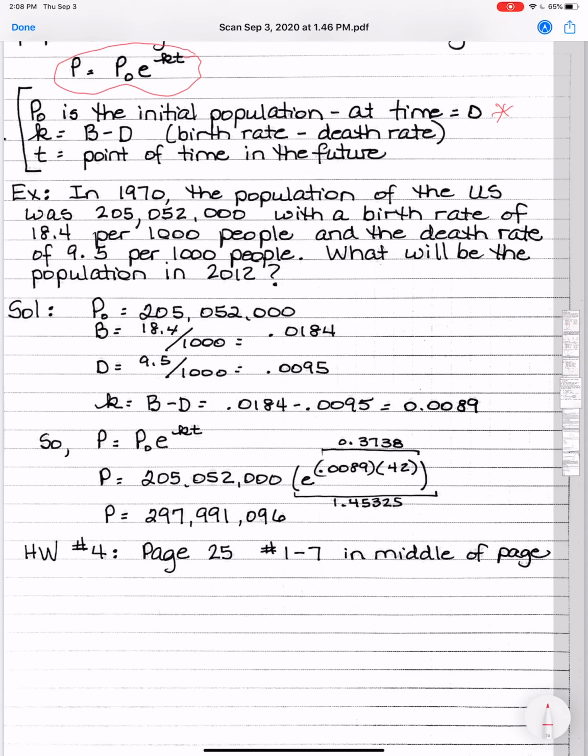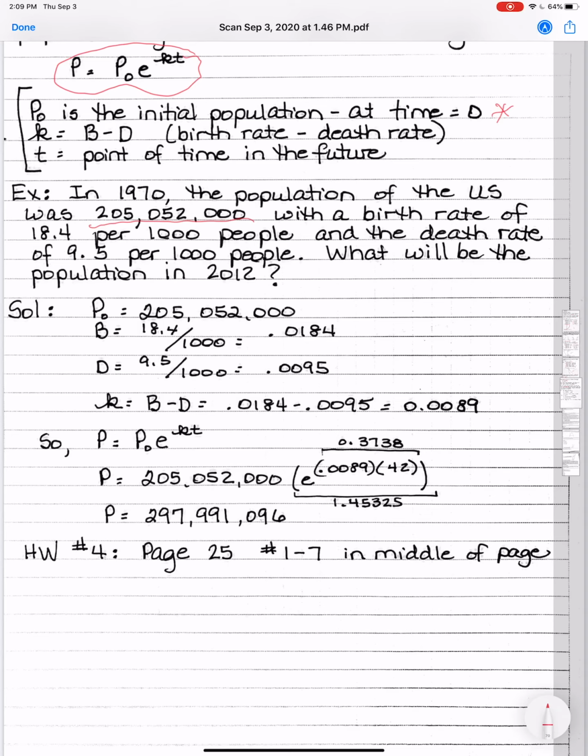A classic problem like this of a population growth example would be: in 1970, the population of the United States was 205 million, basically, with a birth rate of 18.4 per thousand and a death rate of 9.5 per thousand. What do we estimate the population will be in 2012? Well, P sub 0 is our population at time 0, and that's what was given to us in the problem, 205,052,000.